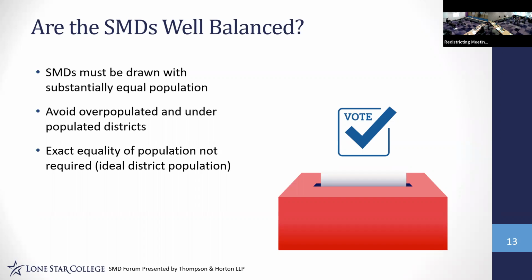So we don't have to take our 9 single member districts, take the total population of the system divided by 9, and have every single member district be the same total population. It just has to be roughly equal. And the reason why that's important is we don't want overpopulated or underpopulated single member districts, because that affects the power of your vote.